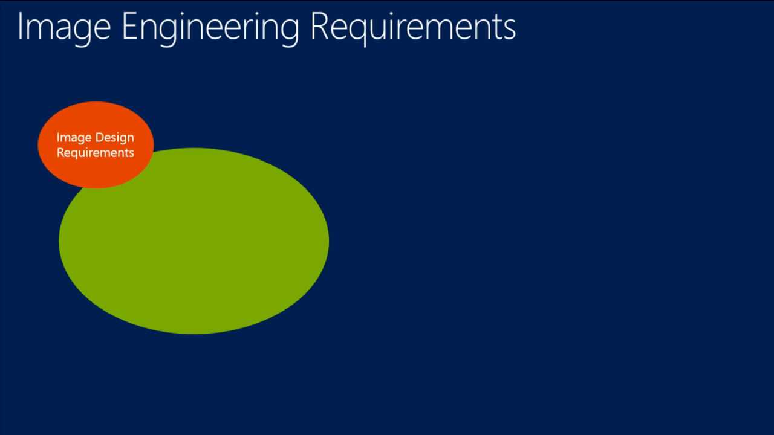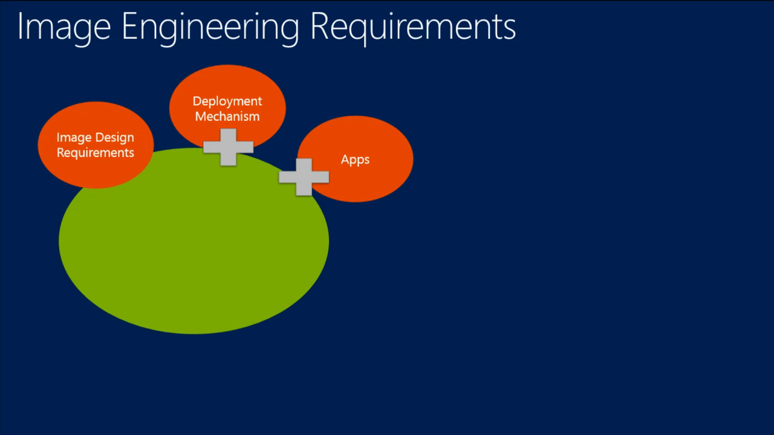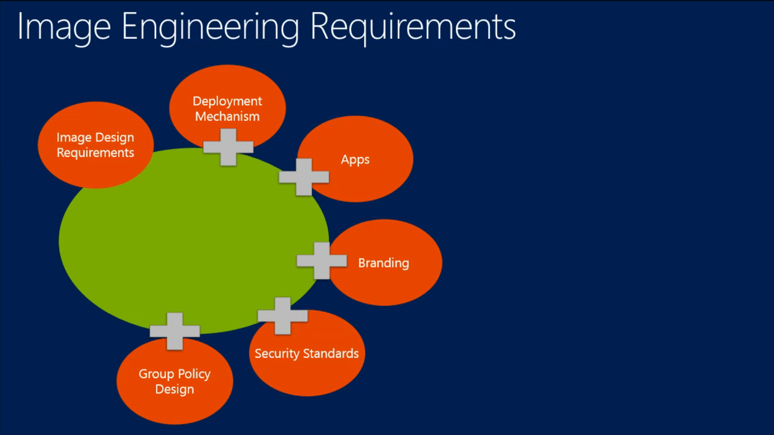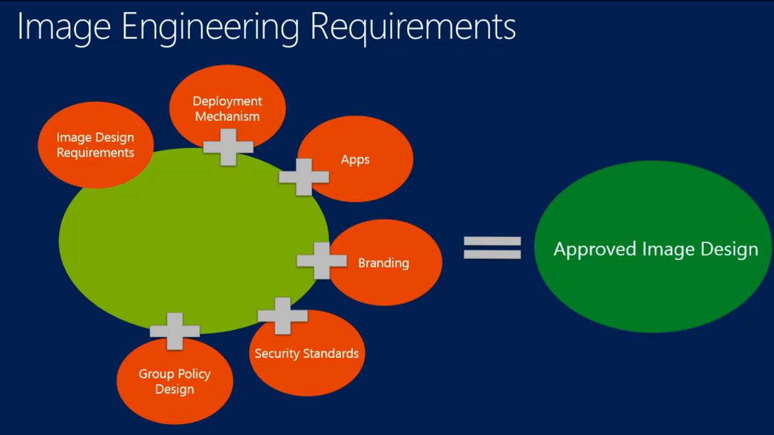So from the image engineering requirements process, we should be able to gather various components, various pieces to help define what our approved image design is. We're doing the basic image design requirements. What do we want to do? Windows 8, Windows 7, Windows 8.1, x86, x64, enterprise, volume licensing, and so on. How are we going to deploy this out? What are our apps? Who's responsible for the apps, the image or the actual deployment mechanism? Do we want some branding? Yes, we want our corporate logo, or we want cute bunnies on the screen. I don't know. Do we want security standards? Very important. Are we interested in antivirus programs? Are we going to be worried about anti-malware programs? Everything else. And what group policy design?